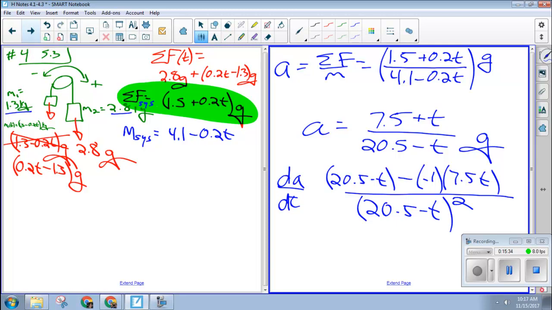Multiplying it by 5 is a lot easier, doesn't it? Good? 7.5 plus t. So we can simplify that. Oh, I did forget the plus, sorry. Yeah, that would have been bad. All right, so let's see. We're going to get 20.5 plus 7.5, so you get 28, minus t.